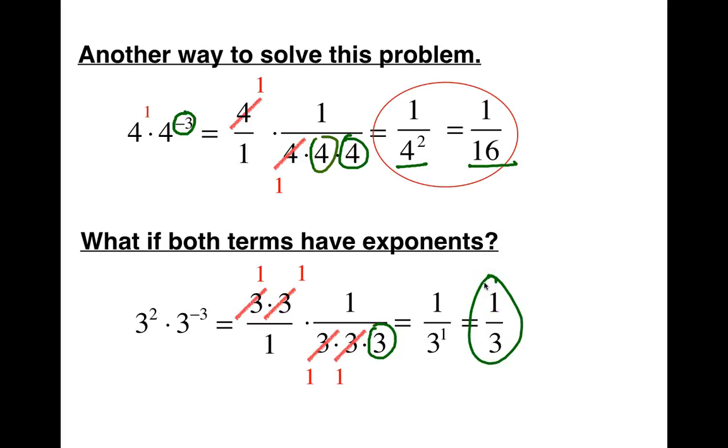Okay? Awesome. So, it says here, write each expression in exponential form and evaluate. So they're asking me to do both. So here, number 11, 2 to the 4th times 2 to the negative 2nd. First, I'm going to do 2 to the 4th, which is just 2 times 2 times 2 times 2 over 1.